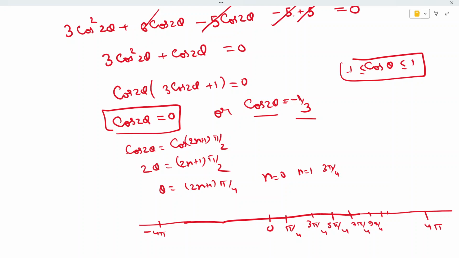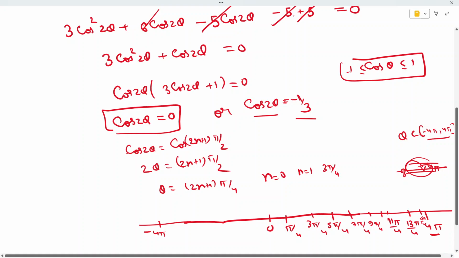4 pi. Okay. So when you substitute 6, that will be 11 pi by 4. It is still before 4 pi. 13 pi by 4, 15 pi by 4. When you put 8, that will exceed 4 pi, so it is not in range. Theta is given between minus 4 pi to 4 pi, so that is not in the range.